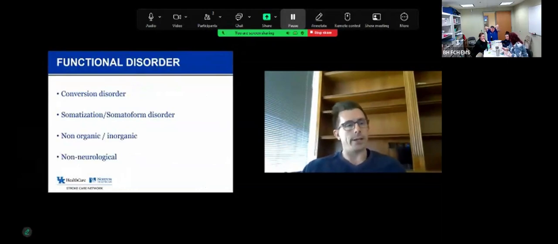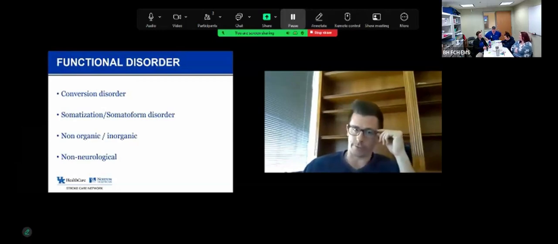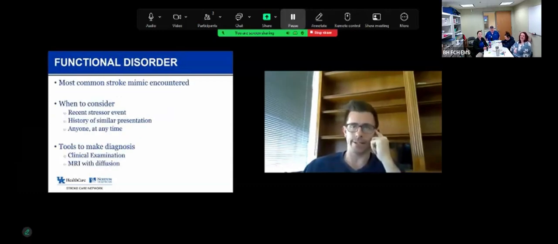The most common thing we see in terms of stroke mimic is functional disorder. So this is also called conversion or somatoform or somatization or non-organic or non-neurologic. This is people who present with neurologic symptoms that are a manifestation of some psychological stressor and are not actually related to any focal brain dysfunction. This is the most common thing we see among these mimics. You can consider this in the setting of recent stressors or similar prior presentations. We had this one this week on service also, but really anyone, anywhere, anytime can present with functional neurologic symptoms.